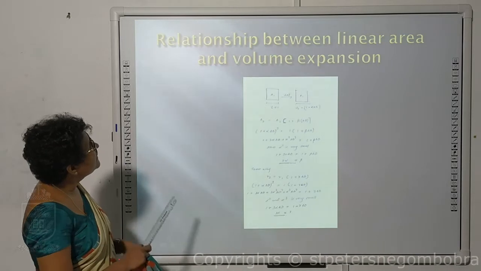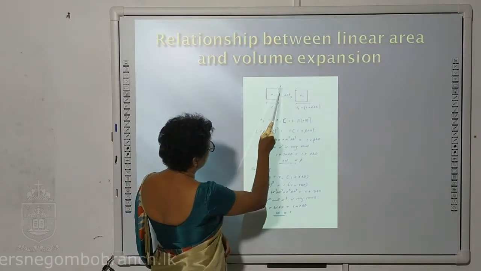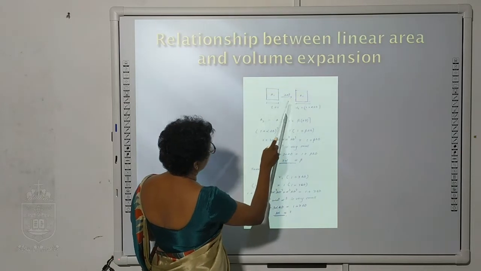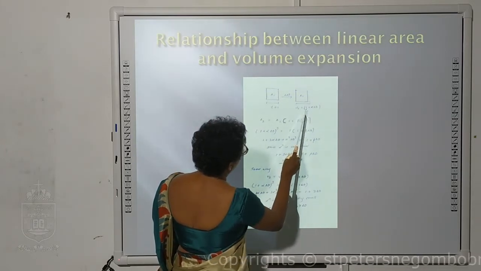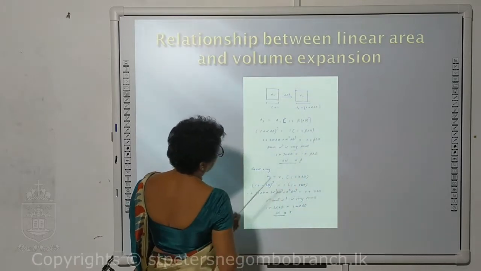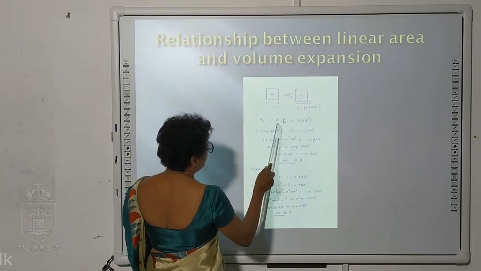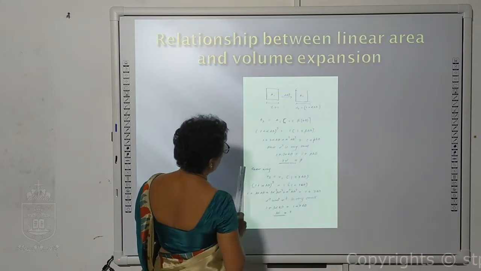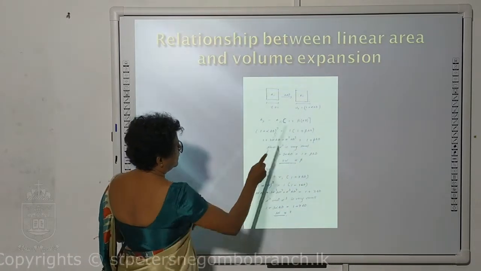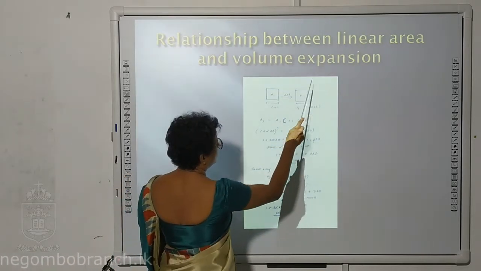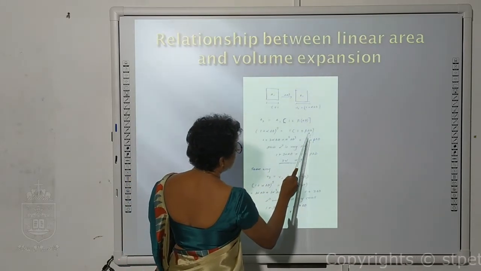Then, the relationship between linear, area and volume expansions. Now, take this square, length 1 unit, breadth 1 unit. When you heat it by delta theta, the length will increase to 1 plus alpha delta theta, right? If you write the area expansion equation, that is A2 equals A1 times (1 plus beta delta theta). Instead of A2, you can write (1 plus alpha delta theta) squared, length into breadth, right? This is a square, so the length is equal to the breadth. So (1 plus alpha delta theta) squared equals 1 plus beta delta theta.